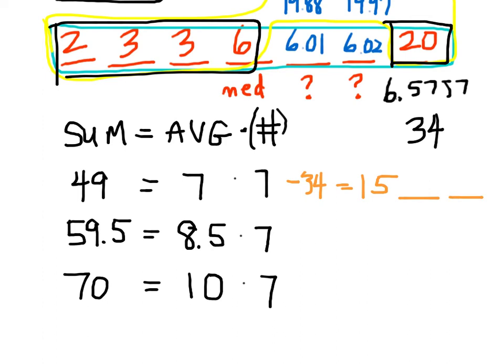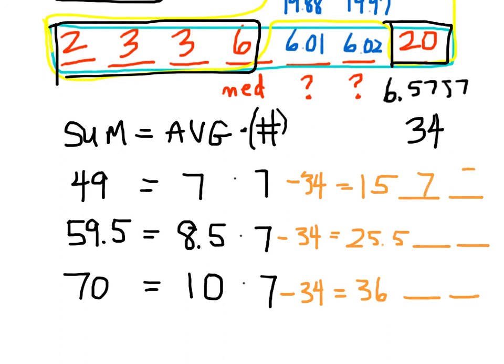Likewise, 59.5 minus 34 gives us 25.5. We've got to have two numbers that add up to 25.5. Finally, 70 minus 34 gives us 36. And we've got to have two numbers that add up to 36. Hopefully it's not too hard to say, okay, 7 and 8. Here we could have 12 and 13.5. And here we could have 17 and 19.